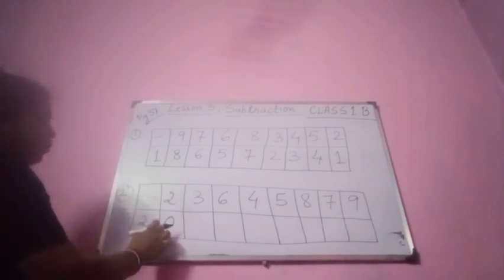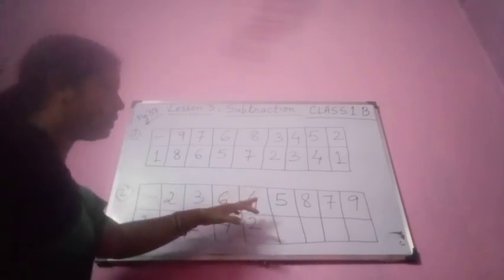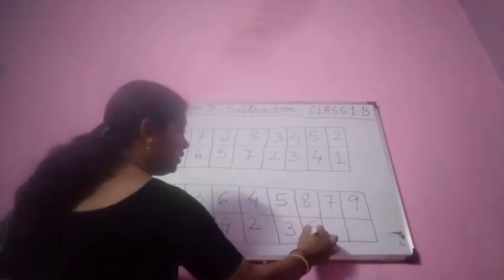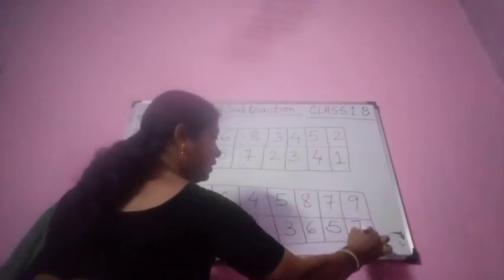This is number 2. Okay. 2 minus 2 will be 0. 3 minus 2 will be 1. 6 minus 2 will be 4. 4 minus 2 will be 2. See, we are subtracting, okay? 5 minus 2 is 3. 8 minus 2 is 6. 7 minus 2 is 5. 9 minus 2 is 7.